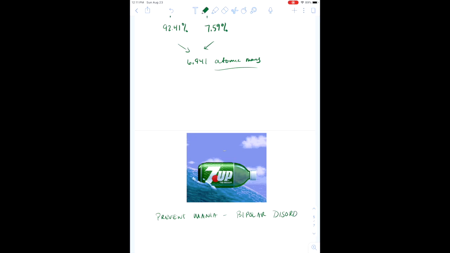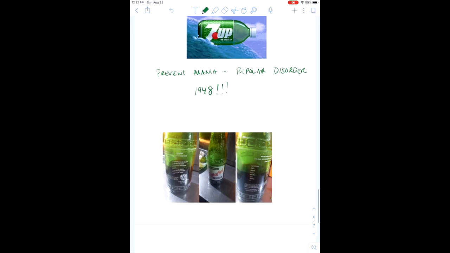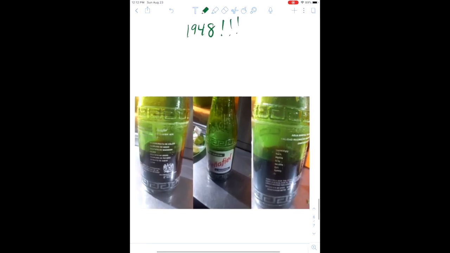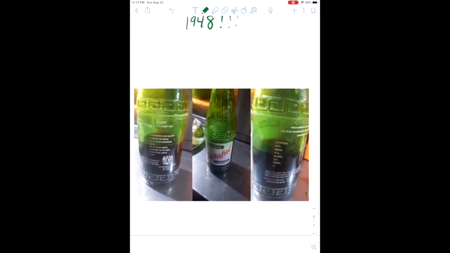So really, that's kind of why I find it funny or interesting. And as I showed you above, 7 corresponds to the larger abundance of lithium-7, or corresponds to the isotope lithium-7.